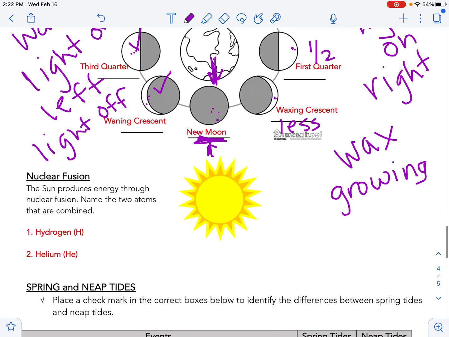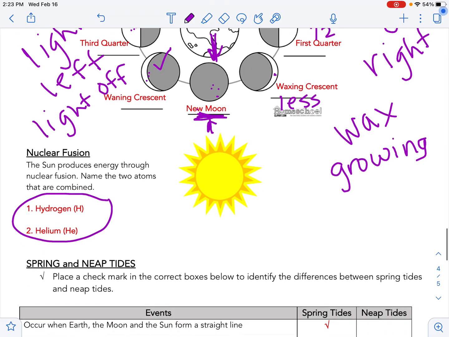Okay? So nuclear fusion. The sun produces energy through nuclear fusion. Name the two atoms that are combined. So these are the two atoms that make up the sun. Hydrogen, about 75% hydrogen, about 25% helium. Those two combine to release an enormous amount of energy through nuclear fusion, and that's how we see the light. That's how we see the electromagnetic spectrum.